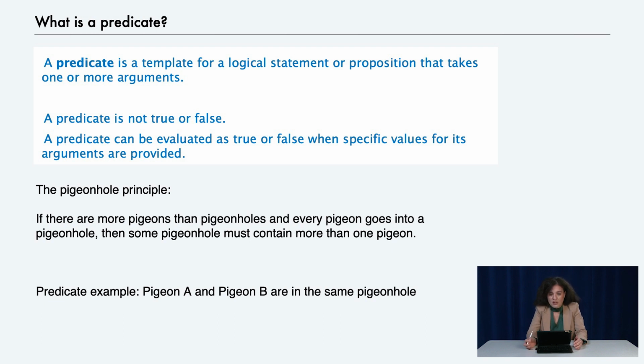If there are more pigeons than pigeonholes and every pigeon goes into a hole, then some pigeonhole must contain more than one pigeon. The predicate nested in this intuitive statement has the arguments pigeon A and pigeon B, and we want to check: are pigeon A and pigeon B in the same pigeonhole? More formally, we would take 2 distinct points in the set X, x1 and x2, and we'd want to check if, under our function f, f(x1) equals f(x2).